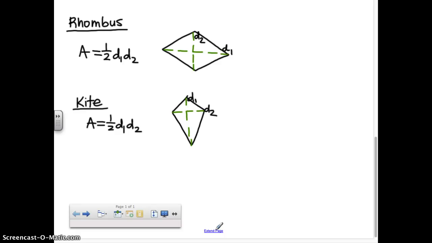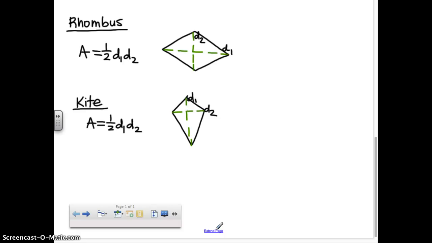So we've kind of paired things up. Let me start from the top. We have rectangles and parallelograms that are the same. We have triangles and trapezoids that are the same-ish. We have rhombuses and kites, which are exactly the same.